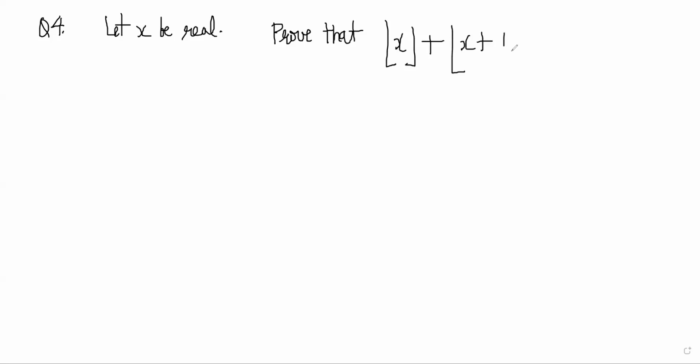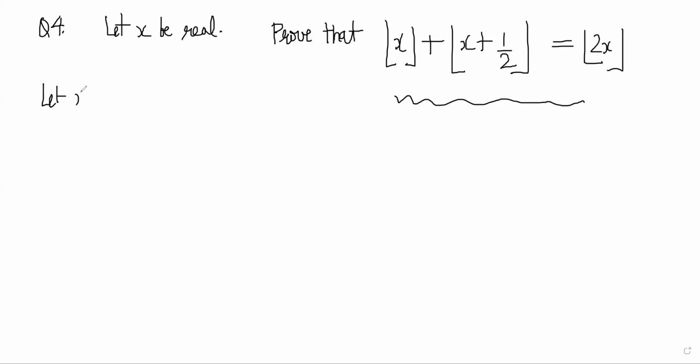And now we'll look at one more question, which is basically: let x be real. We have to prove that GIF of x plus GIF of x plus half is equal to GIF of 2x. So this is similar to the first problem that we did. We can say let x is equal to n plus f, where n is equal to GIF of x and f is equal to the fractional part of x, right?